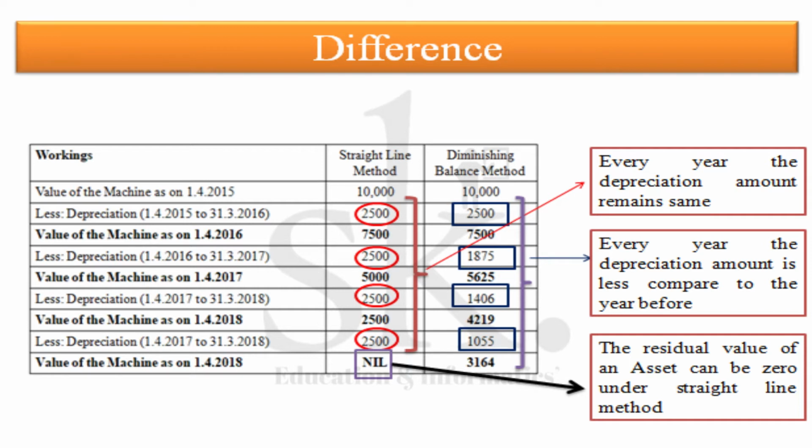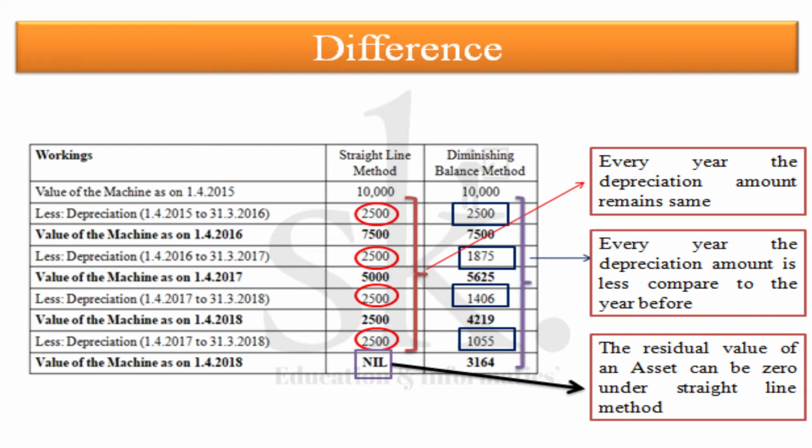The next most important difference is, in the straight line method, the residual value of an asset can be nil or zero. But in the case of the diminishing balance method, the residual value will never be zero. There will always be a residual value if you are applying the diminishing balance method.